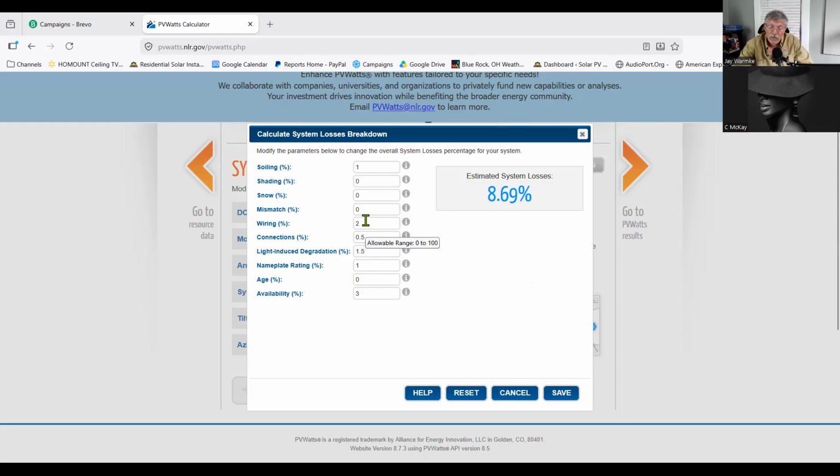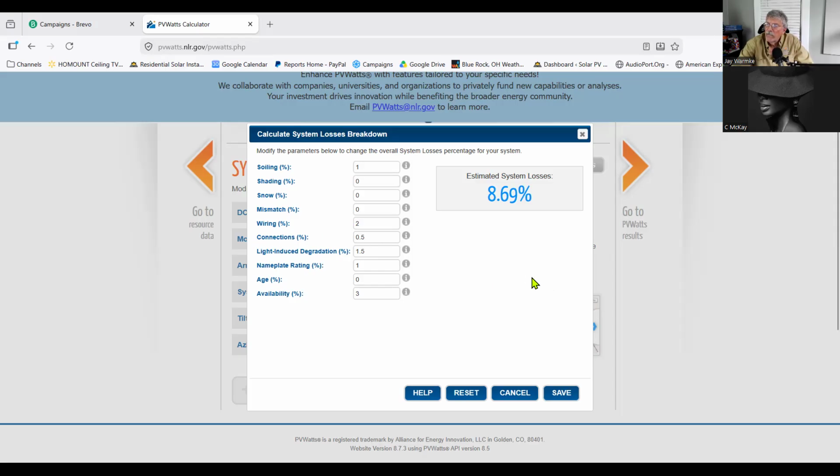Wiring, well, this is voltage drop. And voltage drop, figure about 2%. We can change that. We did that in a previous lesson. We can modify that and we can get that to 2% just by putting in bigger wire, shortening the distance, increasing the voltage, those kind of things. Connections, well, you're going to lose some due to connections. Every connection is going to have a little bit of a loss due to resistance. So you can leave that at 0.5%.